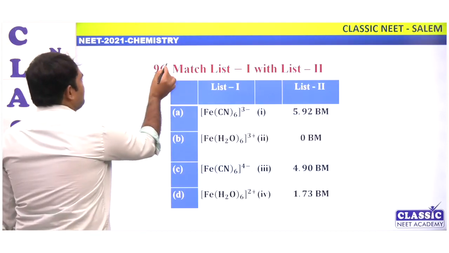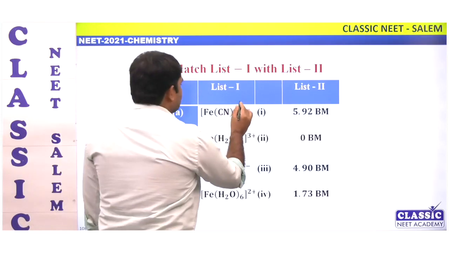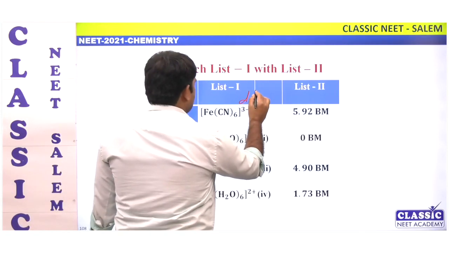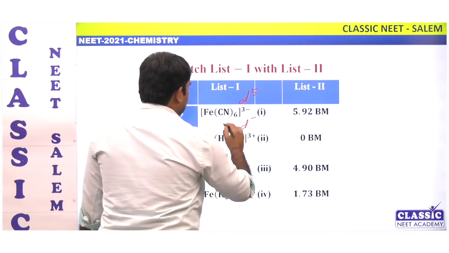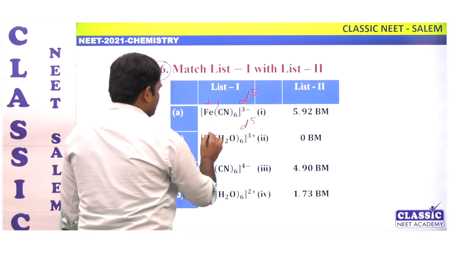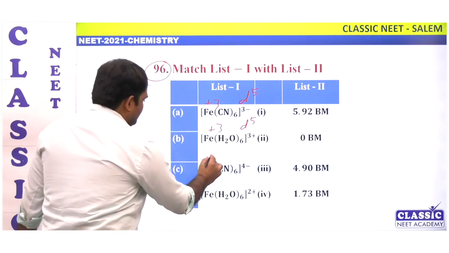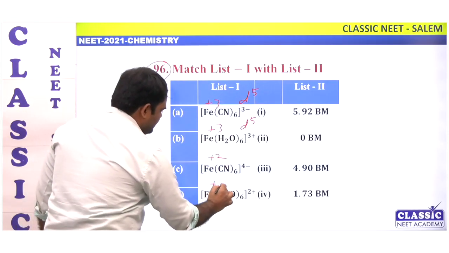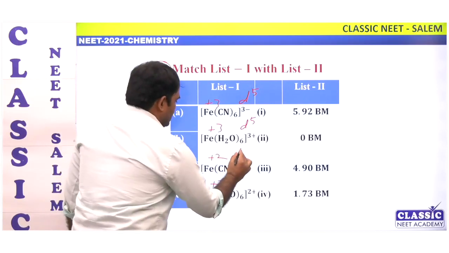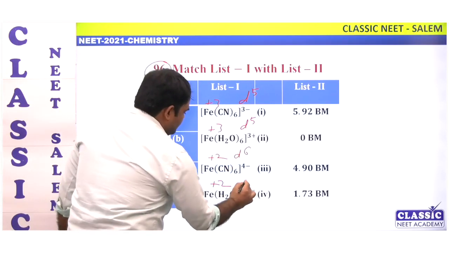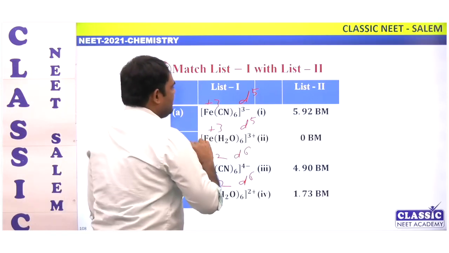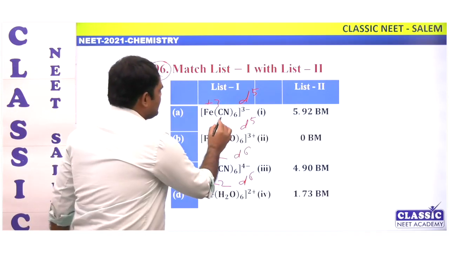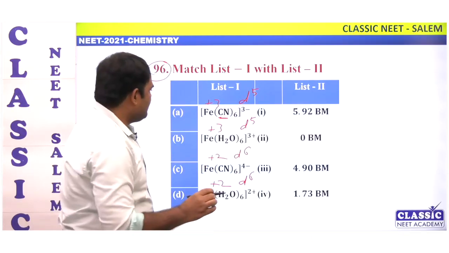So in that question number 96, what is that? This is the electronic configuration. Here we can write the d5 and here also d5, because here plus 3, here also plus 3. What about in that case? Plus 2, here plus 2. So that is the d6. This one is also d6. So here d5, because cyanide is a strong field ligand, so only one unpaired electron.